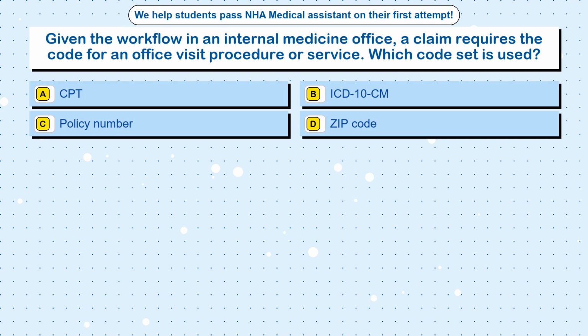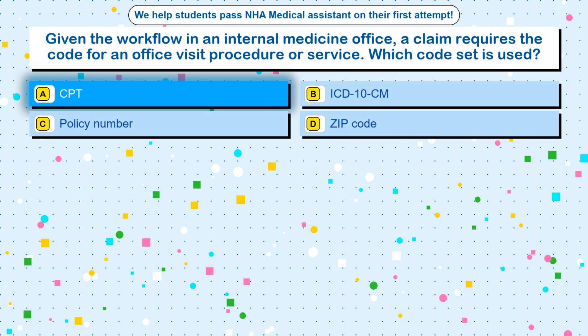Given the workflow in an internal medicine office, a claim requires the code for an office visit procedure or service. Which code set is used? Option A, CPT. Option B, ICD-10-CM. Option C, policy number. Option D, zip code. The correct answer is option A, CPT.